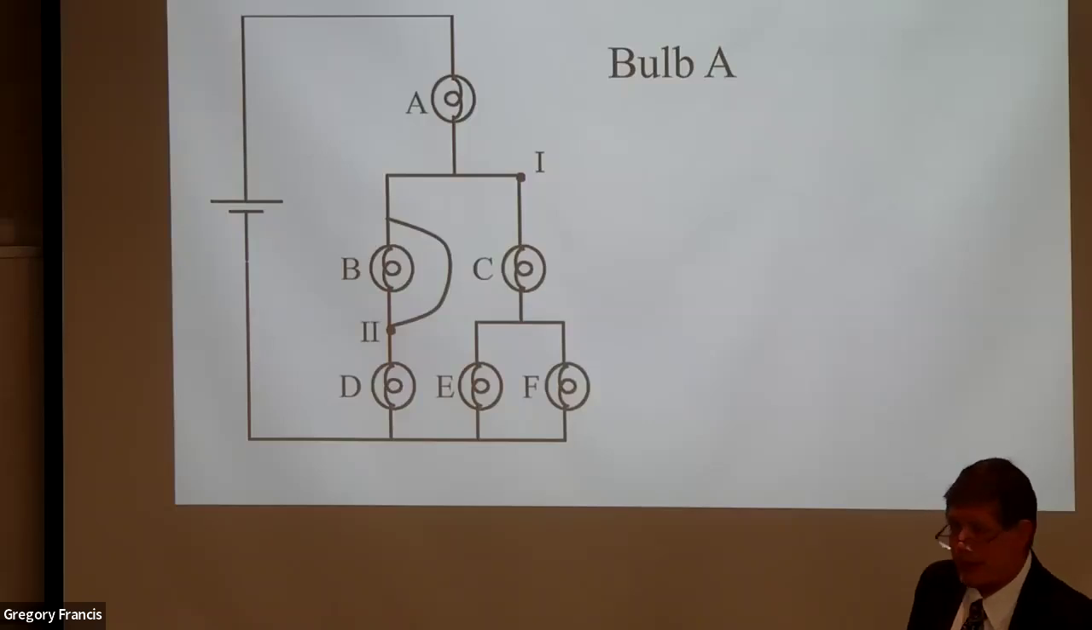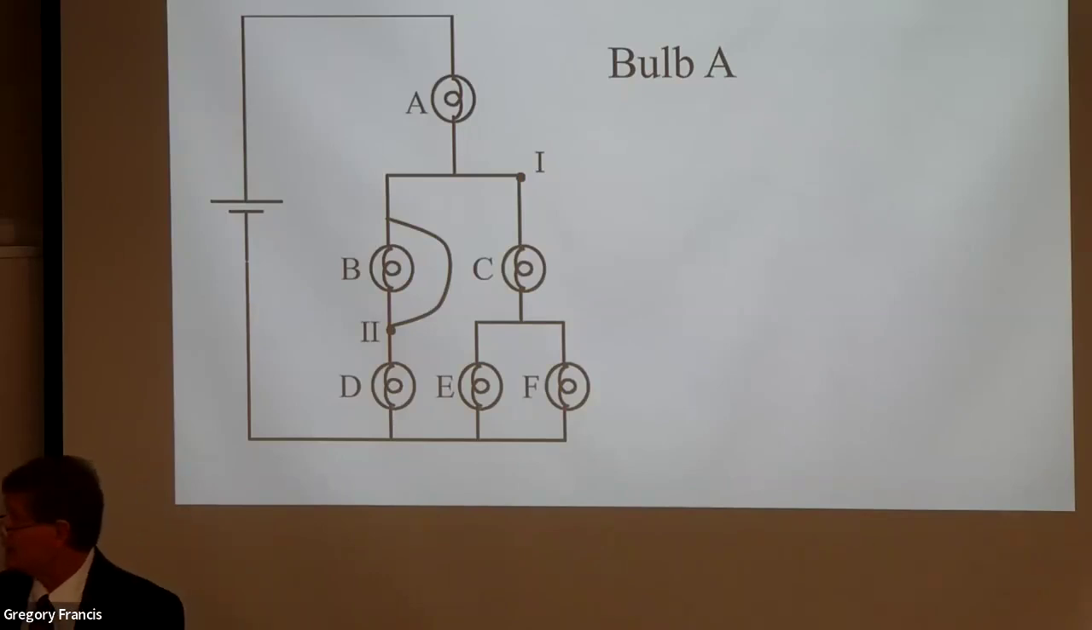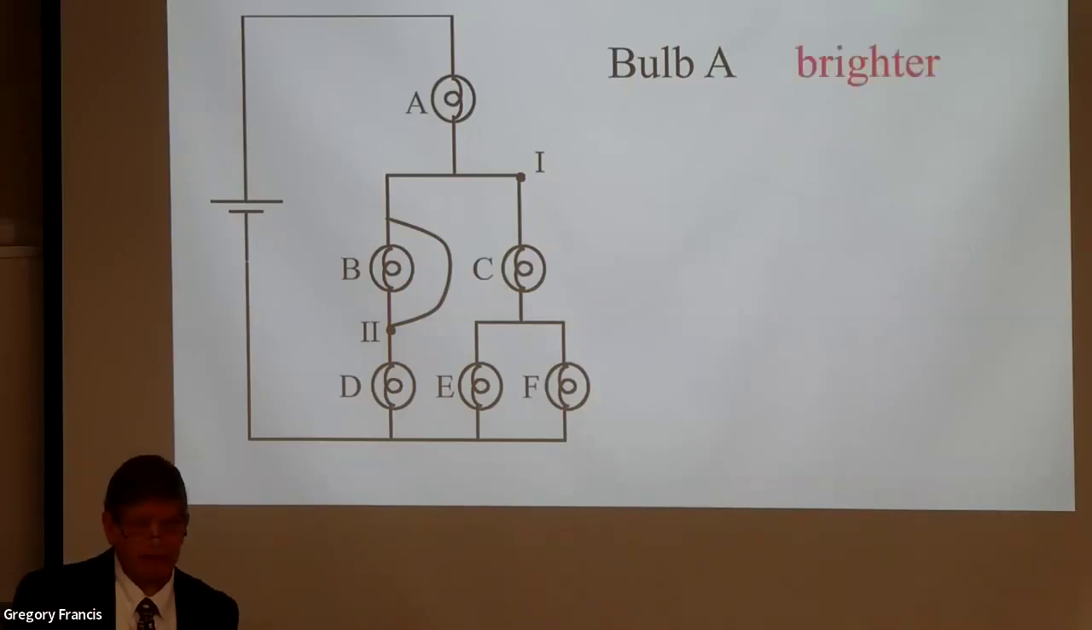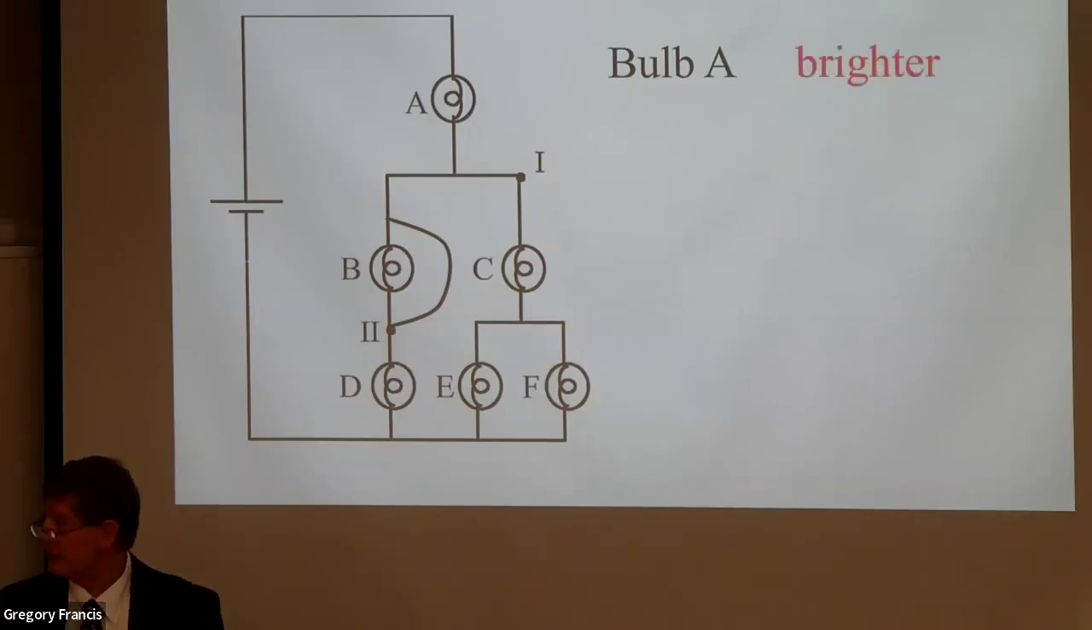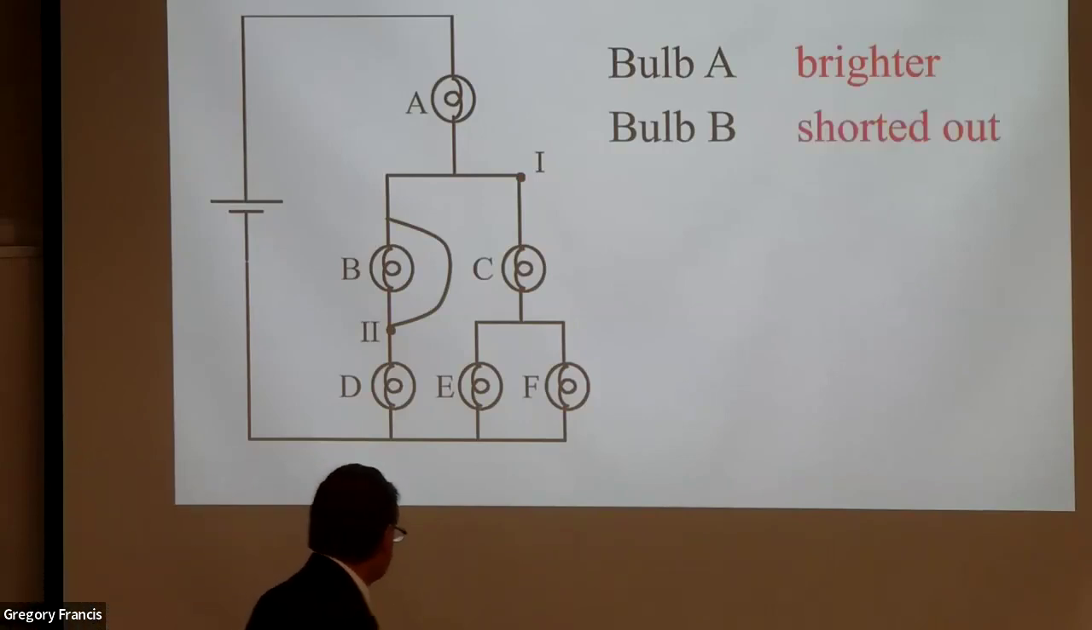What happens to bulb A when I add that extra path? Shout it out. It gets brighter. It's an indicator bulb, and we've just made it easier for flow in this circuit. What about bulb B? Shorted out. It's dark and shorted out.